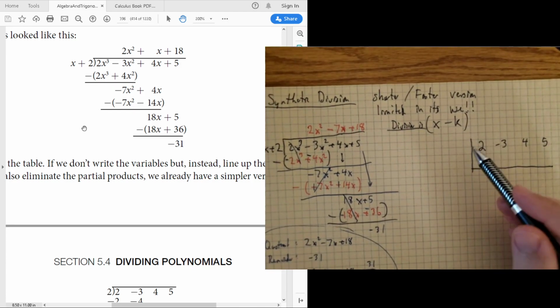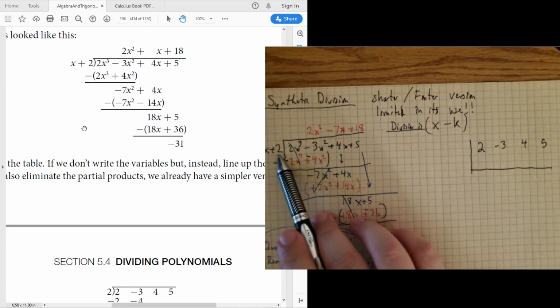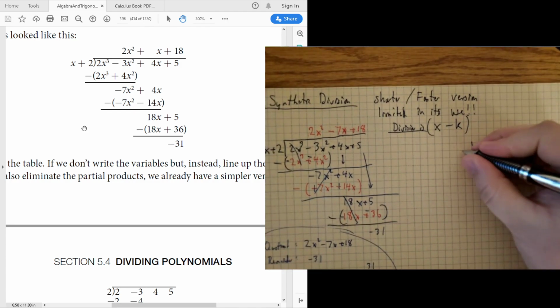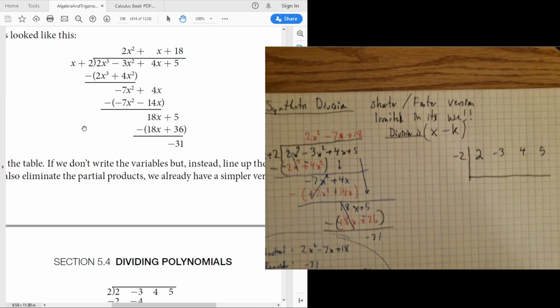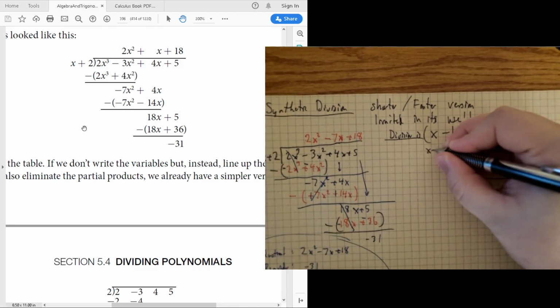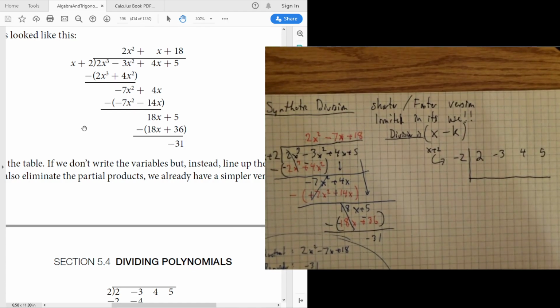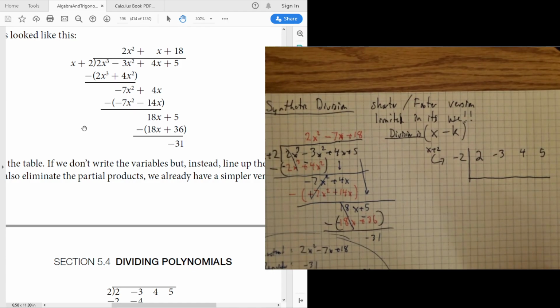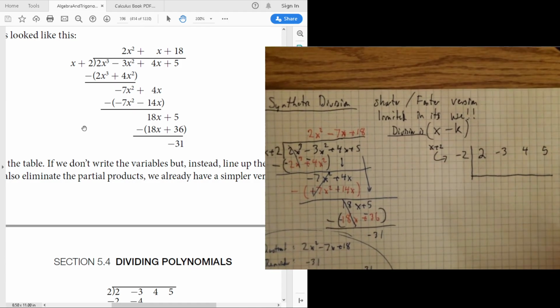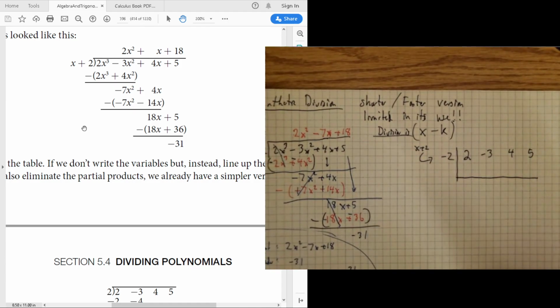And then outside, we are going to put the negative of the k. So if this is plus 2, we're going to put minus 2. So again, if we have x plus 2, this becomes negative 2. If we had another problem where it was like x minus 5, then we put a positive 5. It has to be in this form.